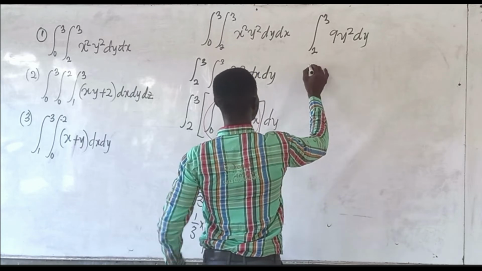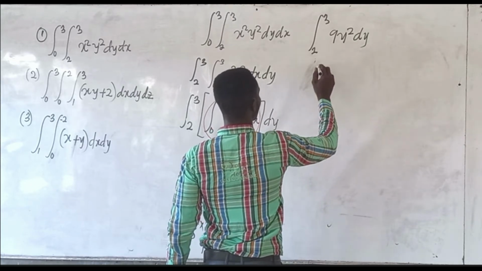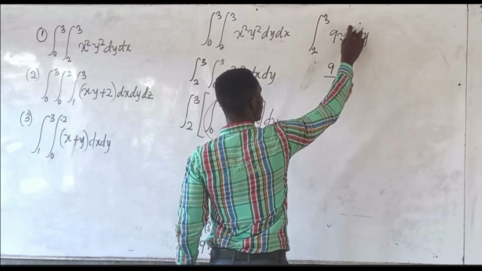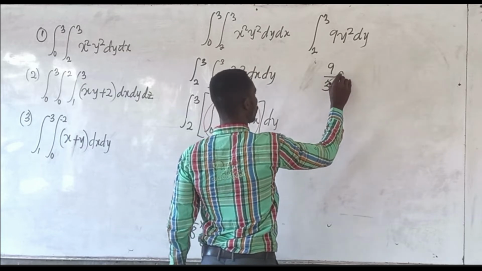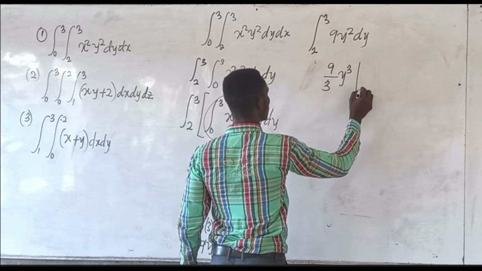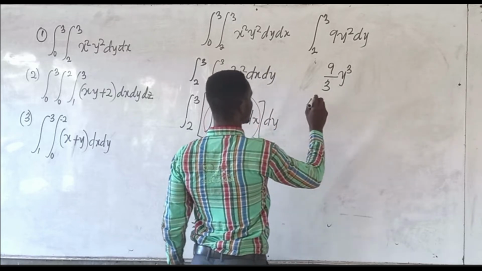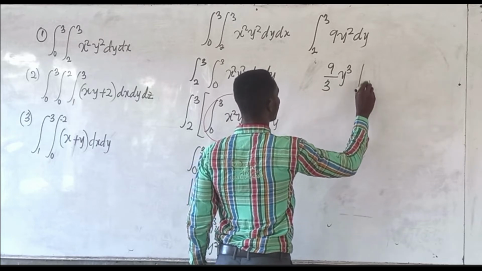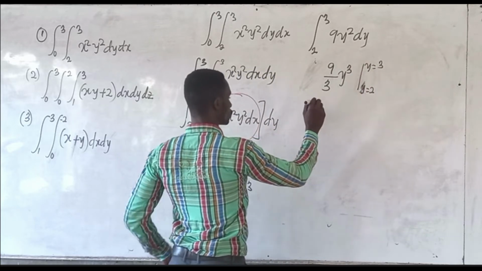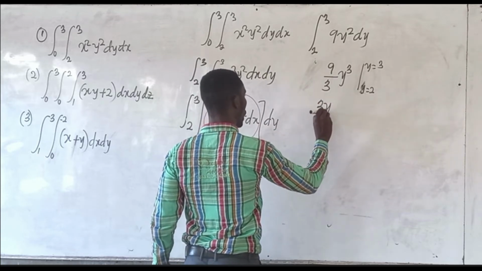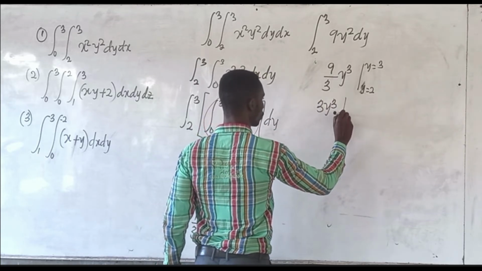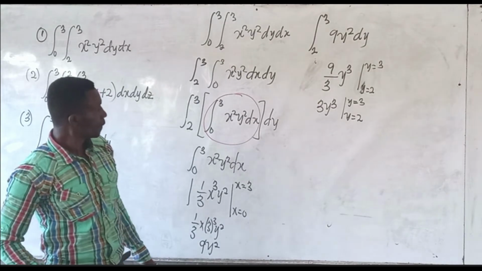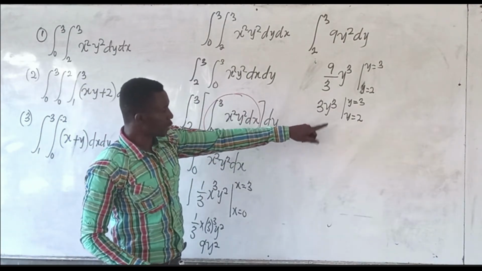This one is integral. Okay, let's integrate. It will give me 9 over, the power is 2, so it becomes 3. So y to the power 3, with y going from 2 to 3. So that this one will get 3y cubed, with y is equal to 2, y is equal to 3. Now let's put the values inside.